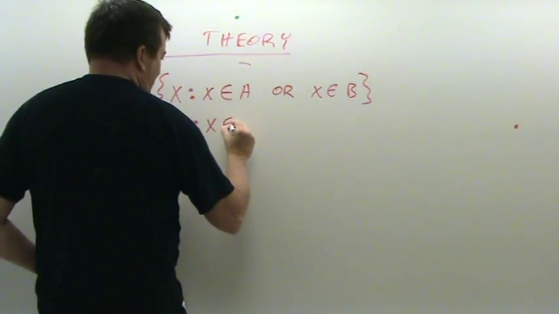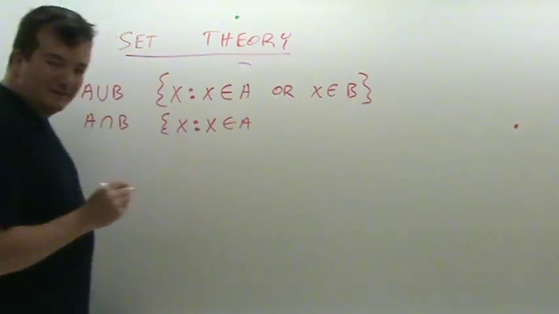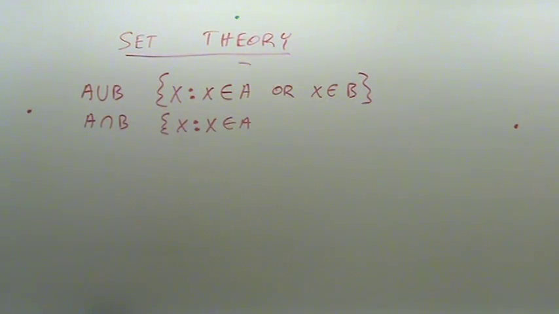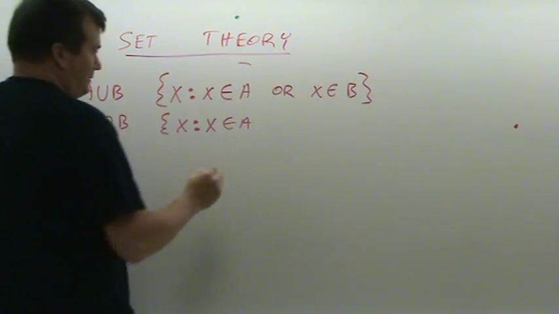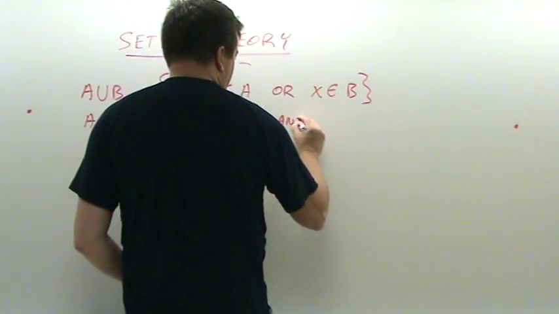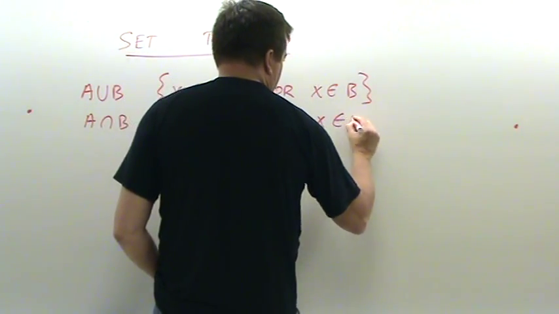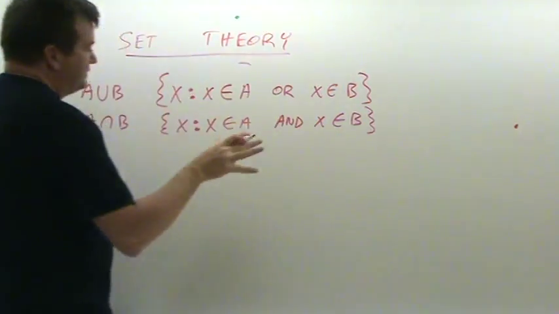The intersection of A and B would be any member X that meets the following condition. X is in A and it has to be in B also, so it becomes an and. X is contained in B, and then it's in that intersection.